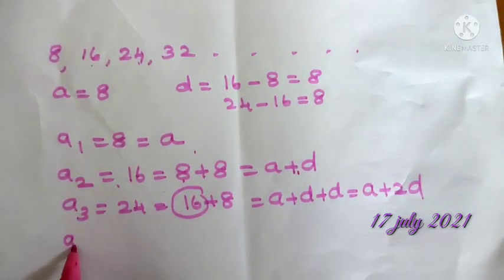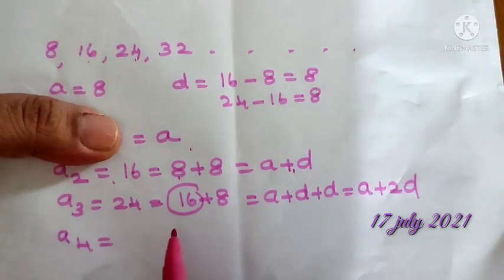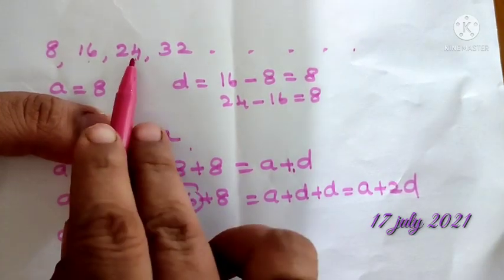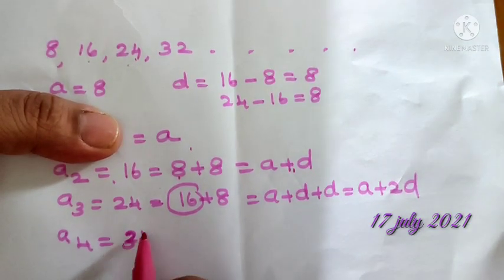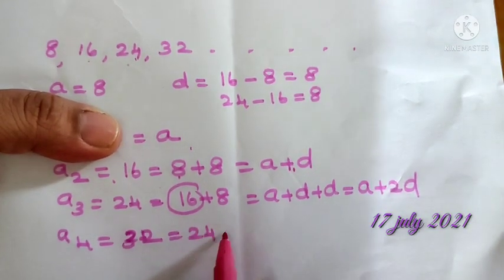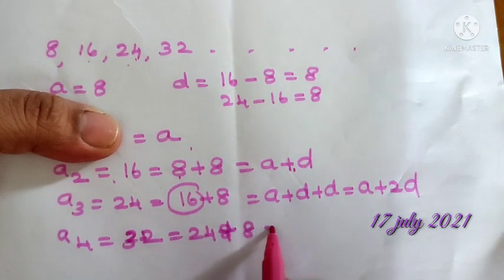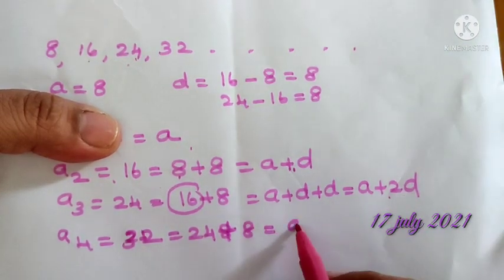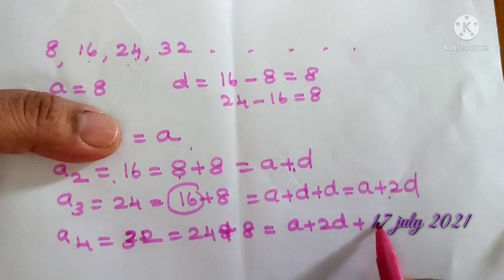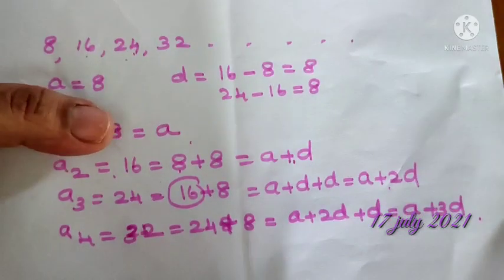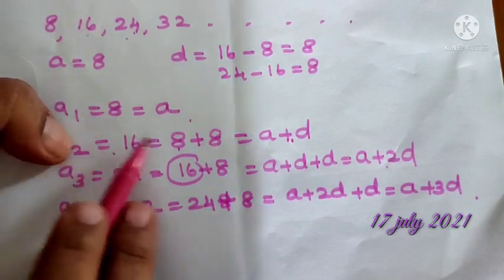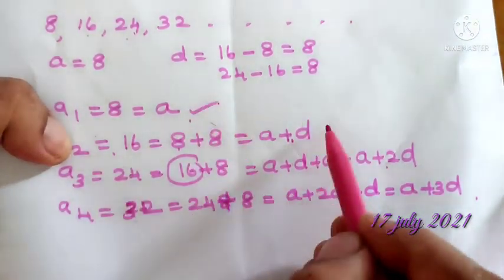Like that we are getting the sequence in the form of A plus D, A plus 2D. One more I'll write, A4. How we are getting? A3 plus D, that is 24. So 32 I'll write, 24 plus 8. 24 is which one? A plus 2D, again D, so A plus 3D. So general form. Now with the help of these two examples we are going to learn about these terms.